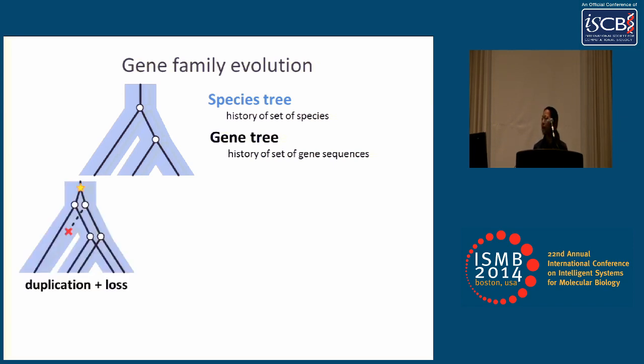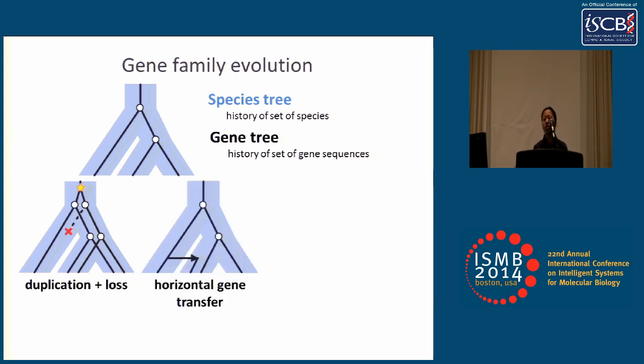So for example, we might have duplications and losses. So for example, in this case, we have a duplication in this ancestral species that's created two children lineages that continue to evolve. Also down here, we have this loss event in this leftmost species. Within prokaryotes, we might also have events such as horizontal gene transfer. So here, in contrast to vertical transmission from a parent to a child, we have transmission of genetic material between coexisting species.